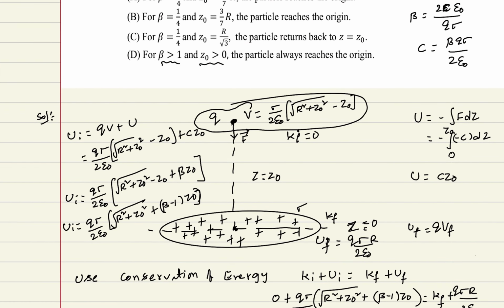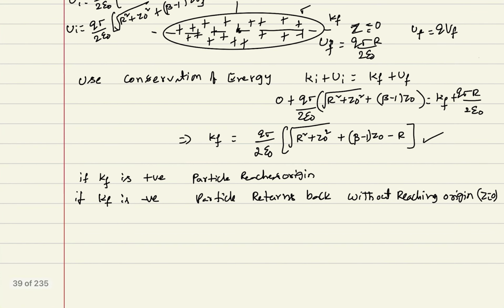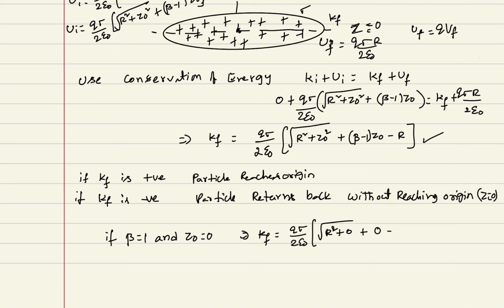Origin is nothing but z is equal to 0 location. Now let us consider one of the options: beta is greater than 1, z naught greater than 0 is given. Let us consider a situation like this. If beta is equal to 1 and z naught is equal to 0, this condition, if you write this, K final can be written as q sigma by 2 epsilon naught into r square plus z is 0 plus beta minus 1, this value is 0, minus r. So finally kinetic energy is 0.